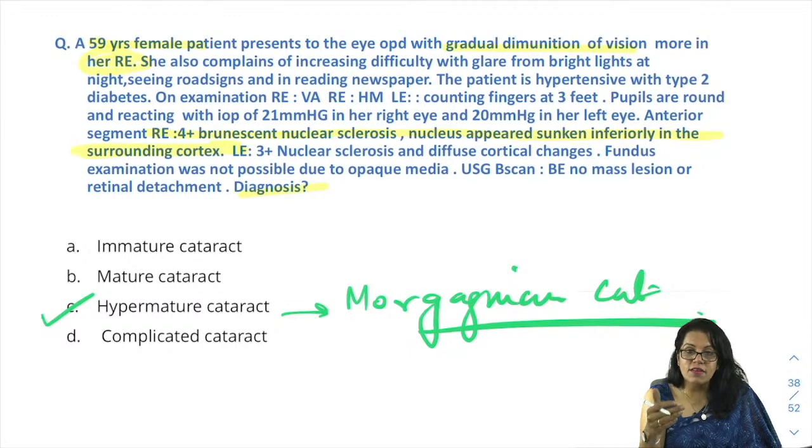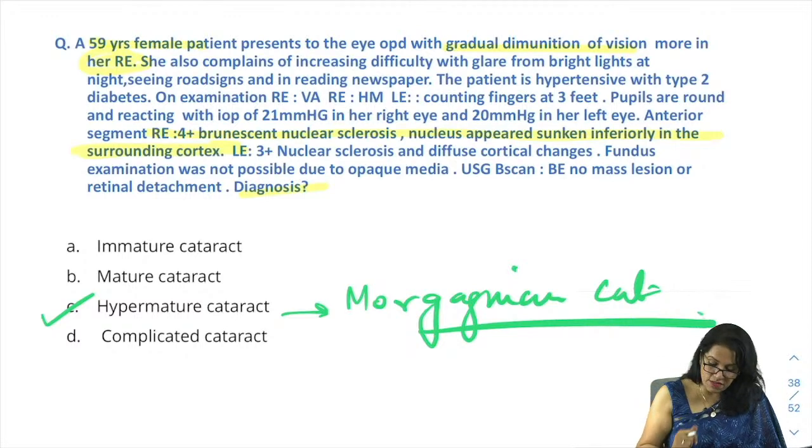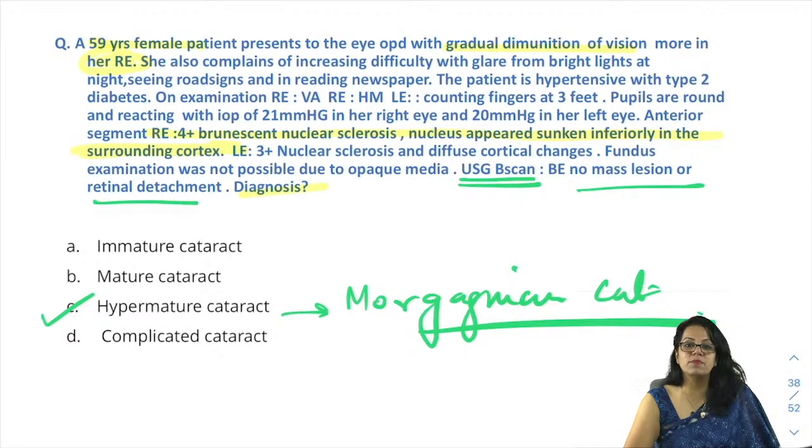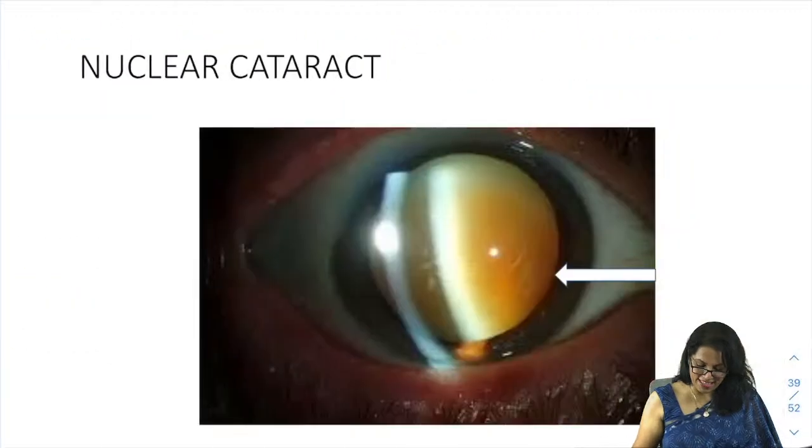For that, I should know now, what is the condition of his retina? Therefore, if I can't see the fundus, at least I should go for an ultrasound B scan and look at behind to know is there any retinal detachment or any vitreous hemorrhage, anything. Okay? That is why this is given here. So our answer is Morgagnonian.